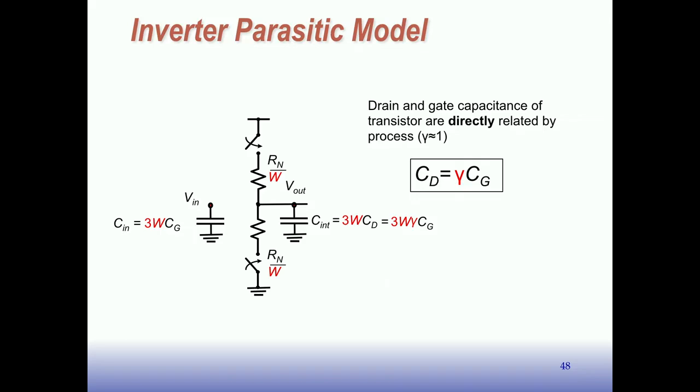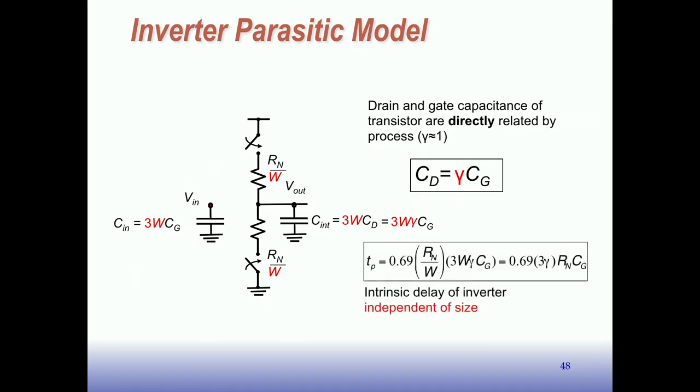Okay. Once we do that, then we can write down a formula for the intrinsic delay of the inverter. So this is the delay of the inverter without any load capacitance. Right? The only capacitance we're considering, for the switching, is its internal capacitance. Right? So this is going to be what? 0.69, because we're going to go halfway.